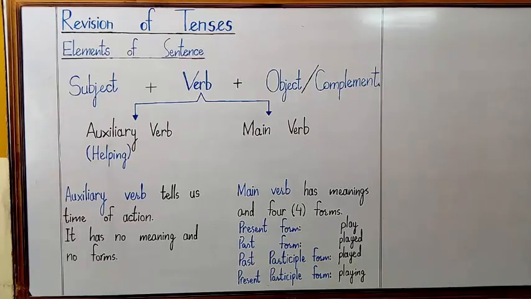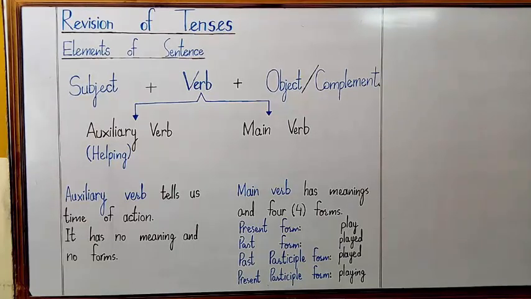It has no meaning and no forms. On the other hand, the second branch of verb, which is main verb, has meanings and four forms: present form, past form, past participle form, and present participle form. Present form is also called first form. We can call past form the second form. We can call past participle form the third form. And we can call present participle the fourth form.